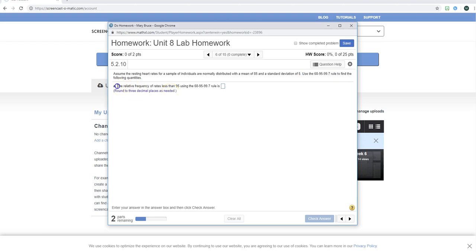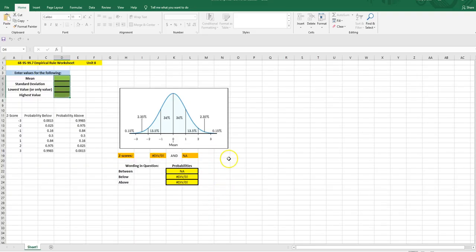Okay, so this first one says we want to find the relative frequency of rates, which means it wants a decimal rounded to 3 decimal places, for the rates less than 95. All right, so I'm going to pull up the worksheet that's been provided for you. It's an Excel worksheet. And this graph, if you understand Z-scores, then you would realize that the mean of 85 would go in the middle, and it would correspond to a Z-score of 0. The mean always corresponds to a Z-score of 0, because Z-scores are numbers that represent how many standard deviation units away from the mean we are.